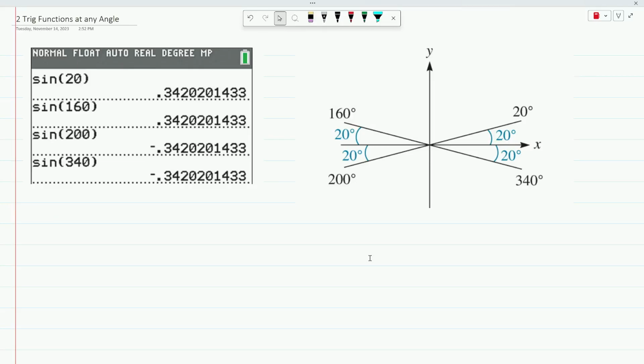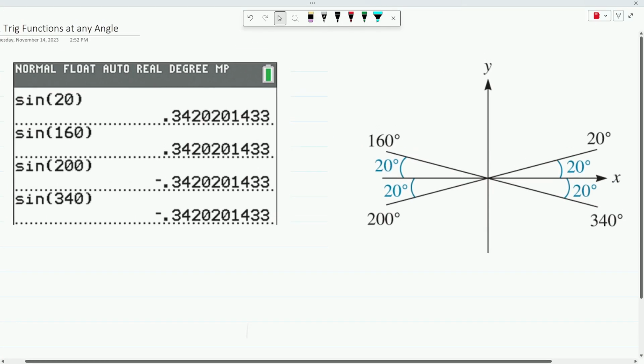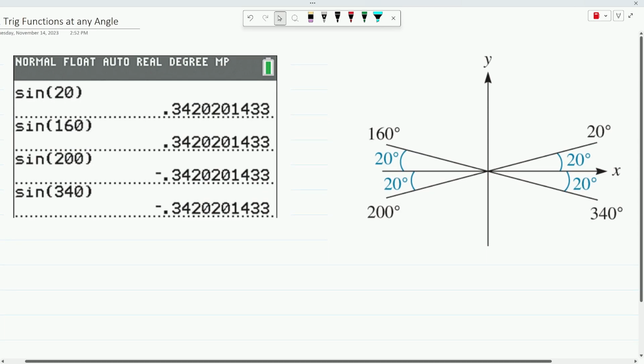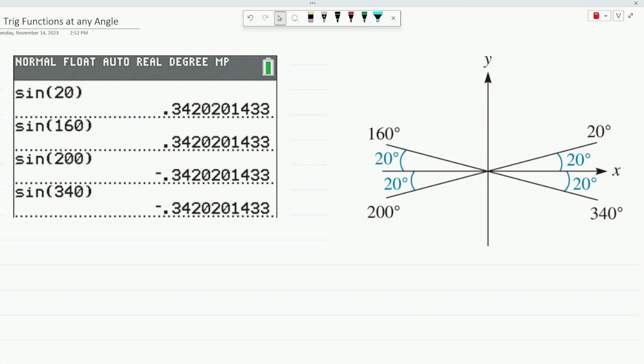In this video, we're going to be talking about trig functions at any angle. So I'd like to start off first with these two pictures that I have on the board. If we look at the left, this is just the output of a calculator. And notice that we have four different angles all evaluated using the same trig function, sine.